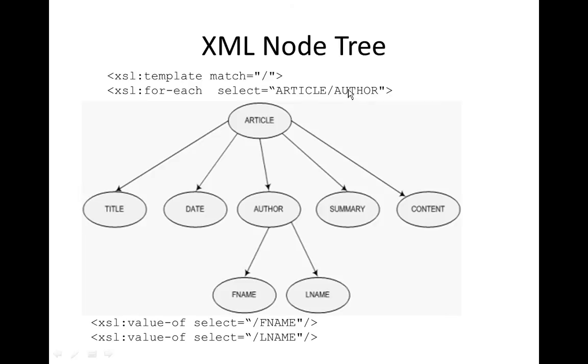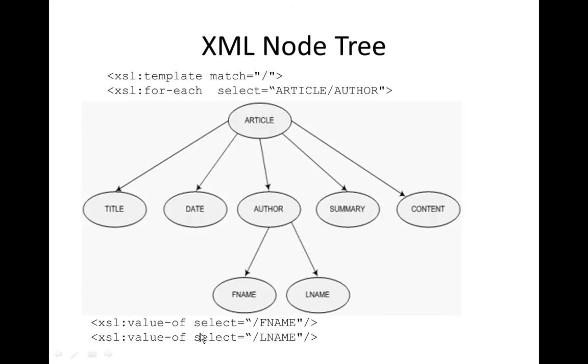expression, article, author. And then once you're, so to speak, on the author node, then your value of select command has access to it, this F name and L name, or first name, last name. And so again, this is kind of code that's been sort of out of context here, and we're just looking at the code itself.